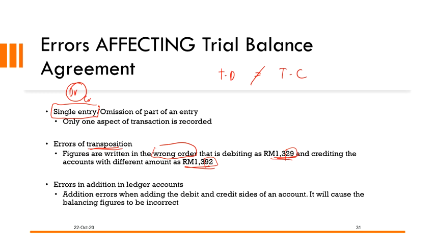Third error is errors in addition in ledger accounts. Addition errors when adding the debit and credit side of an account. It will cause the balancing figure to be incorrect. Okay, you salah tambah.